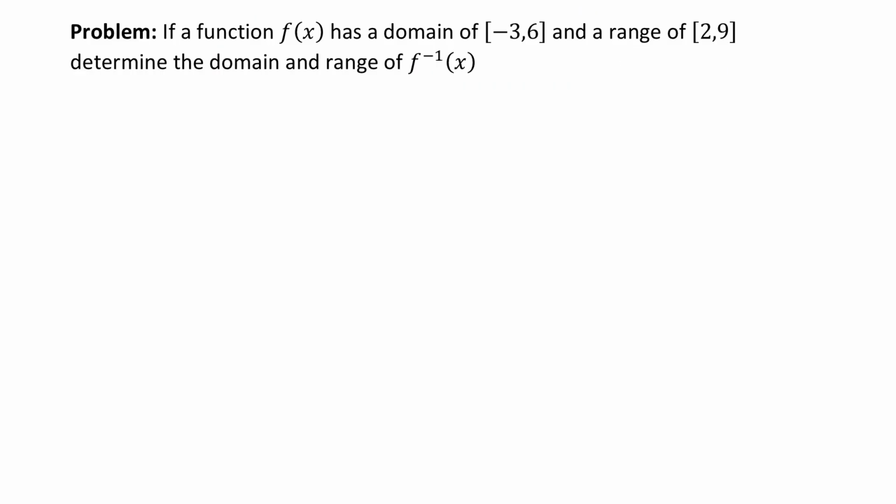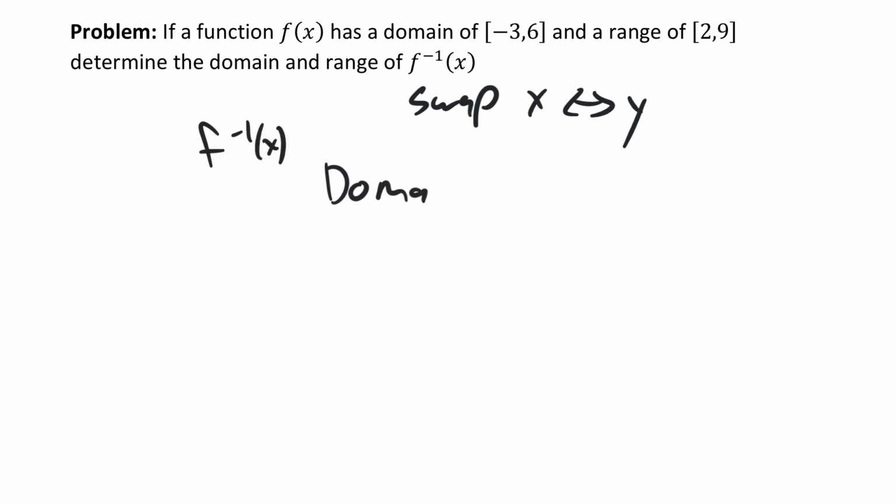Now just a little bit more practice on this domain and range stuff. If f(x) has a domain of -3 to 6 and a range of 2 to 9, could we find the domain and range of f inverse? Well, yeah, if you remember for f inverse, we swap x and y. So if we were to swap x and y, we would swap the domain and range. So for f inverse, the domain would be simply 2 to 9. The domain becomes the range, and the range becomes the domain.